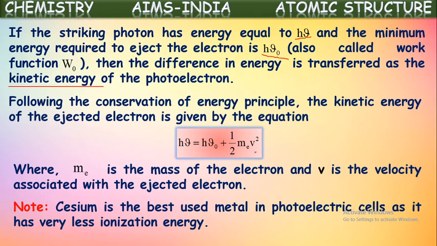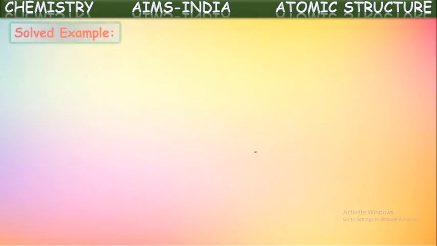Cesium is the best metal which is used frequently in photoelectric cells, as it has very low ionization energy. Let us see some solved examples based upon this kinetic energy and photoelectric effect.